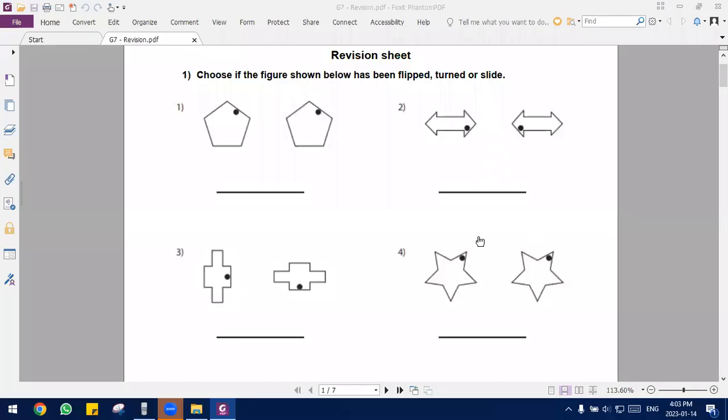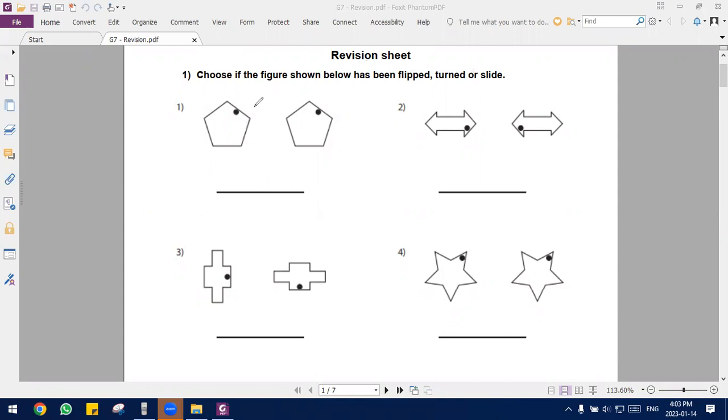Hello guys, in this video I will be solving the questions of the revision sheet for grade 7. So in the first question it says, show if the figure shown below has been flipped, turned, or slid.